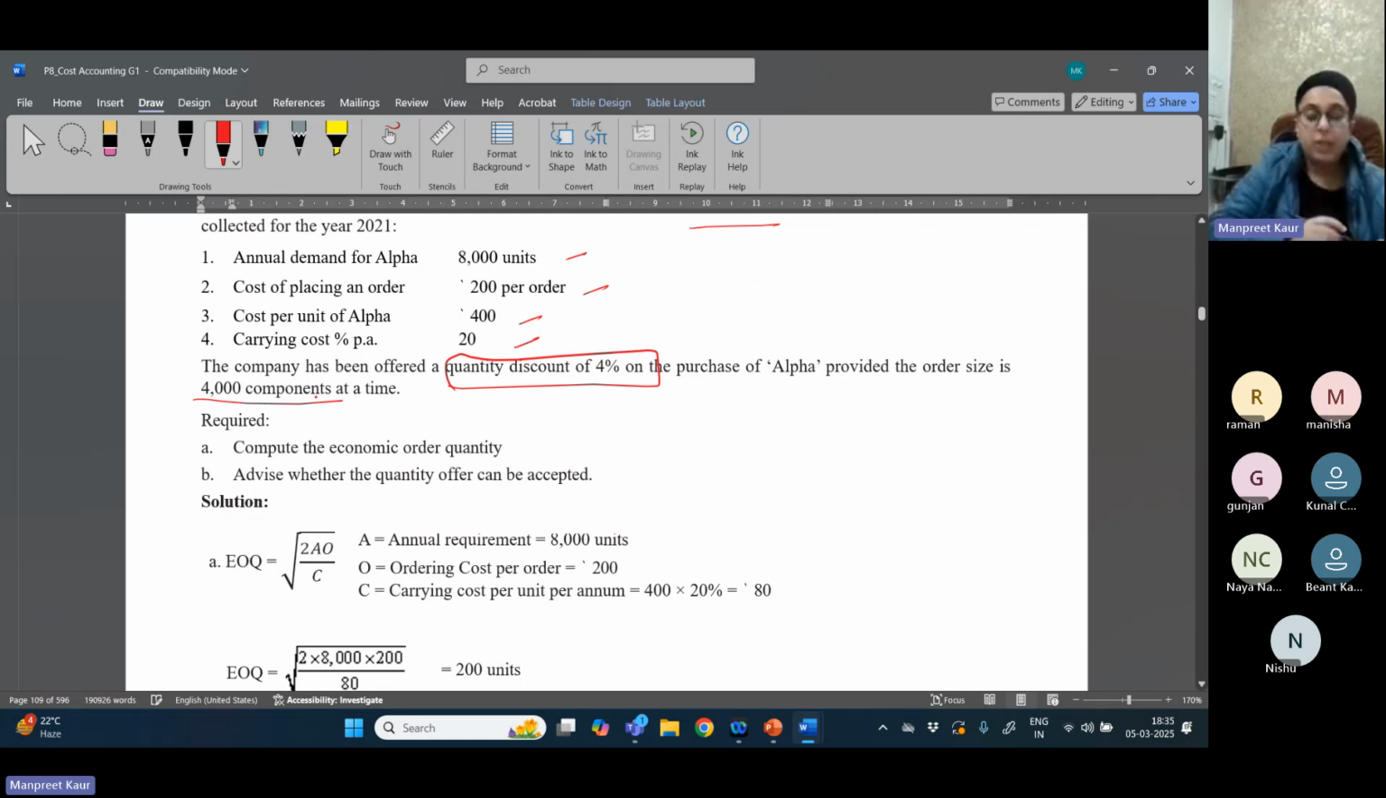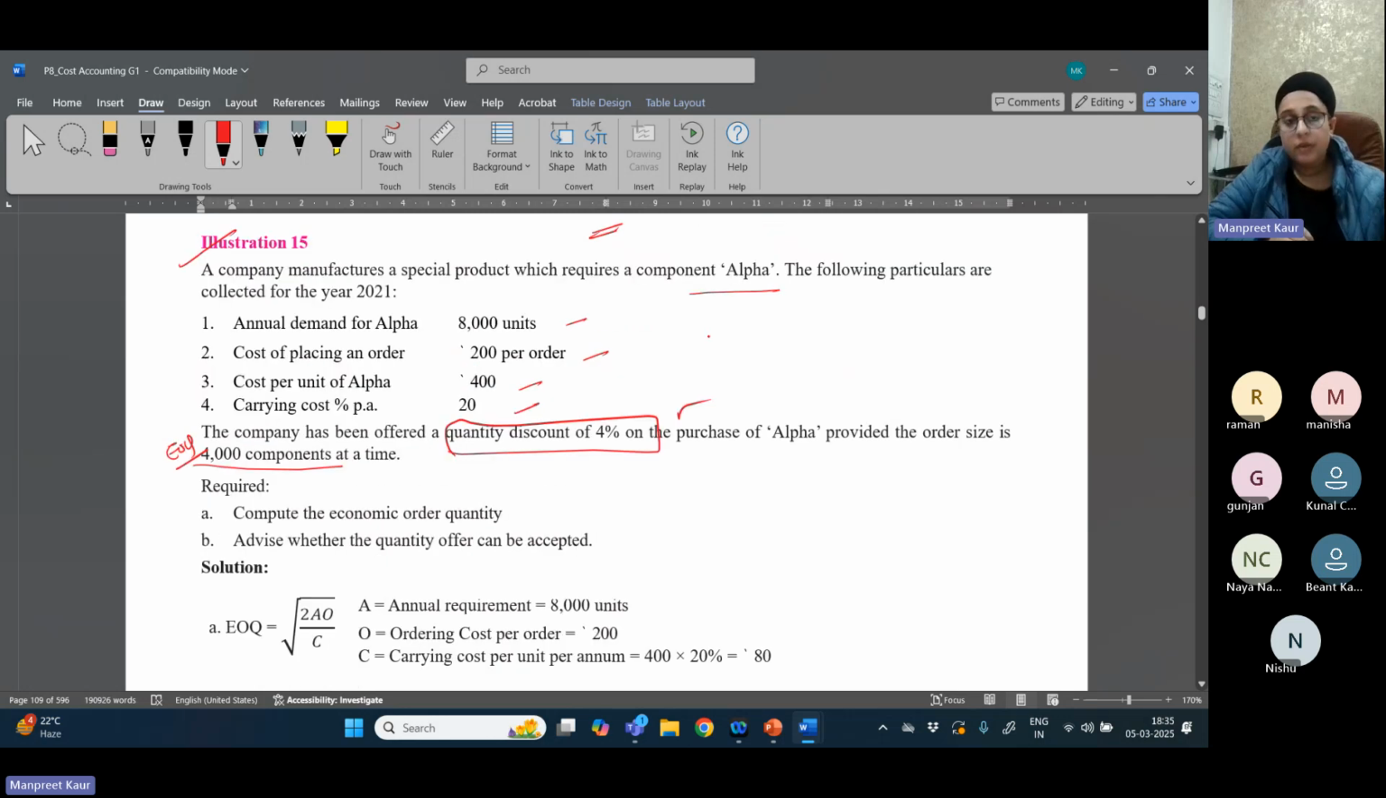If we keep EOQ at 4000 and a 4% discount is offered, then what should we do? First we compute the existing, then we compute with the discount. According to the existing, EOQ is the square root of 2 into annual demand 8000 multiplied by 200 divided by 400 multiplied by 20%.